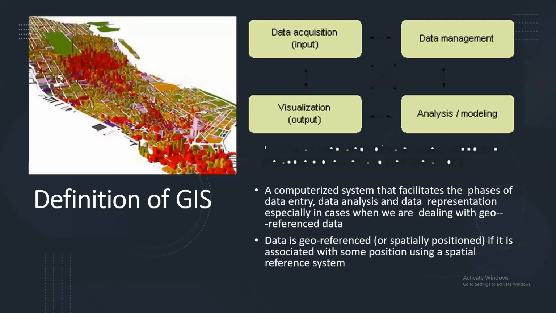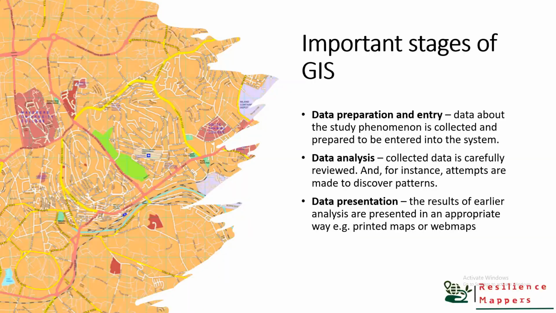After getting your data from the field or from any other source, you reorganize it, organize it very well. Then after that, you carry out some analysis on your data, and then come out with the final output, which is the visualization, which can be either in the form of a web map or a printed map. These are the three important stages, as we shall be seeing in the subsequent days.